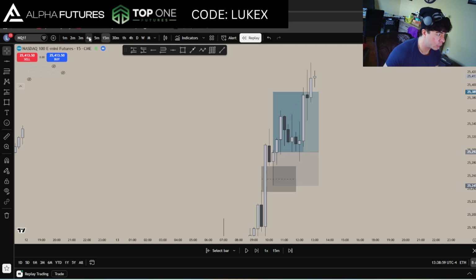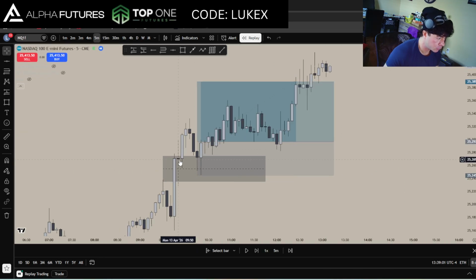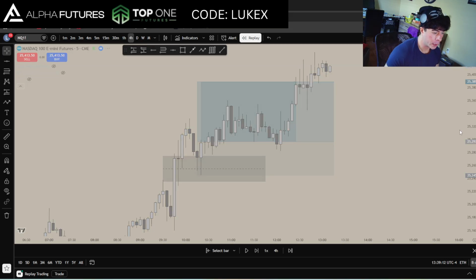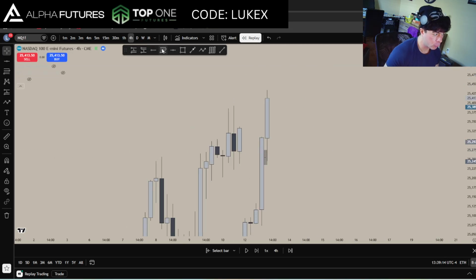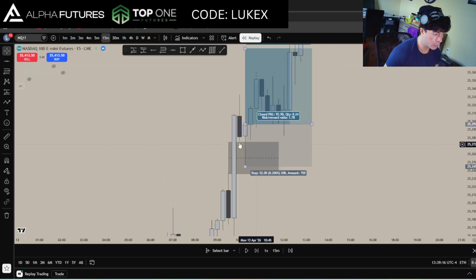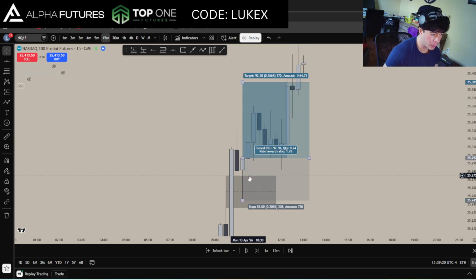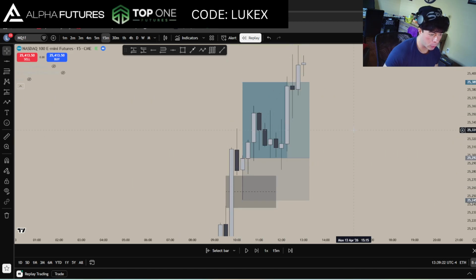So what happens if we break this down to the 5-minute? We can basically look at this and say, this was our accumulation right here. This was our manipulation into a PD array, and then we catch this distribution on the 4-hour candle. Okay, so again, if we look at it from the 4-hour, we see this 4-hour candle, we wait, the 15-minute manipulates down into a PD array, and then from there, we get confirmation to the upside and we can long from there.